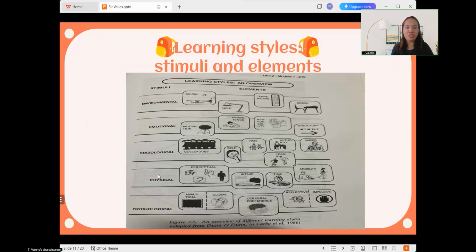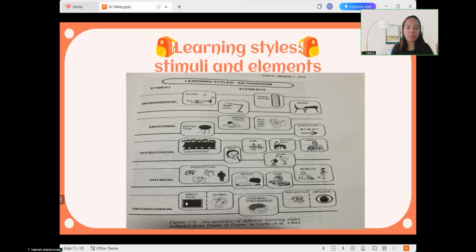Now let's have the physical. We have perceptual. We have the intake. During this time, students learn best when they are eating or drinking while reviewing or while studying. Some study at midnight. They learn best during midnight, and some learn best early in the morning. Some are learning while they are making movements.